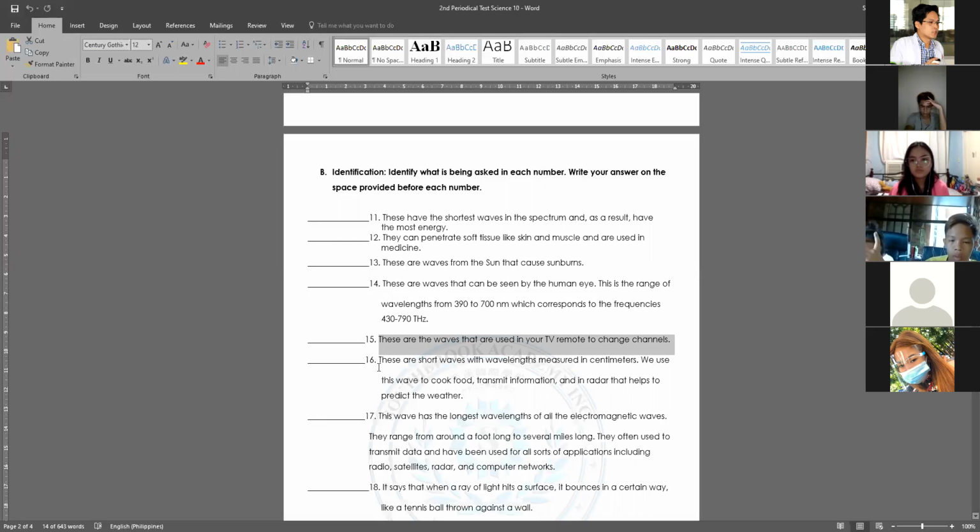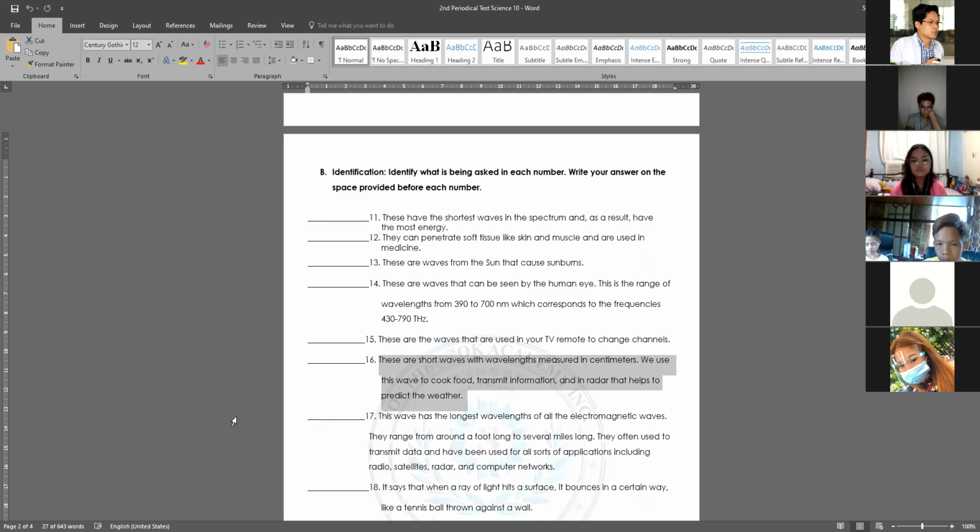Okay. Number 16. Veloso. These are short waves with wavelengths measured in centimeters. We use the wave to cook food, transmit information, and in radar that helps to predict the weather. Microwave. Correct. It's microwave.